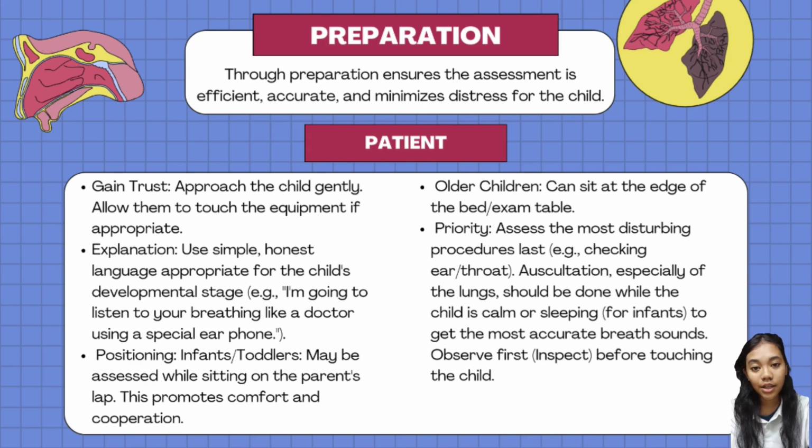The priority: assess the most disturbing procedures last, for example checking the ear or throat. Auscultation, especially of the lungs, should be done while the child is calm or sleeping. That is for infants. To get the most accurate breath sounds, observe first, or inspect before touching the child.